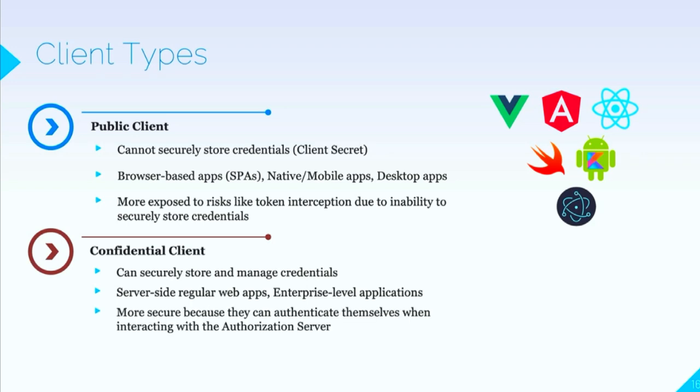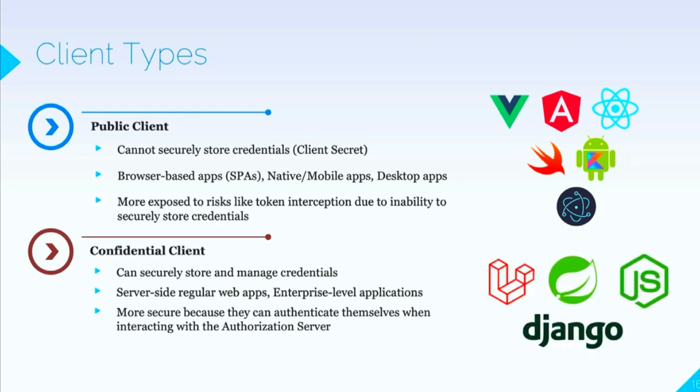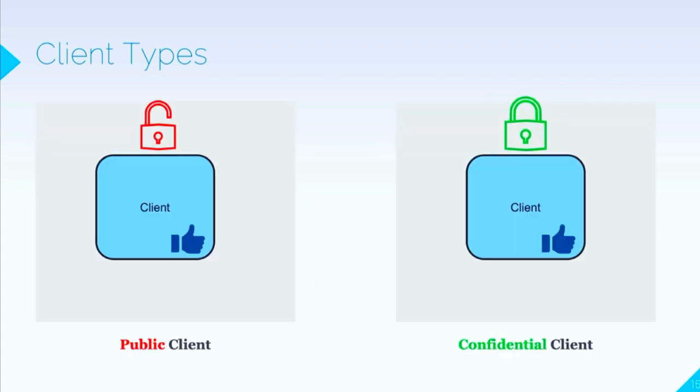Since these applications are hosted on a server which is a controlled environment, they can securely store credentials like client secrets. This secure storage makes them much safer when interacting with the authorization server, as they can authenticate themselves effectively without exposing sensitive information. Frameworks like Laravel, Spring, Django, and Node.js are often used to build confidential clients, because they can securely handle sensitive data, for example as environment variables.